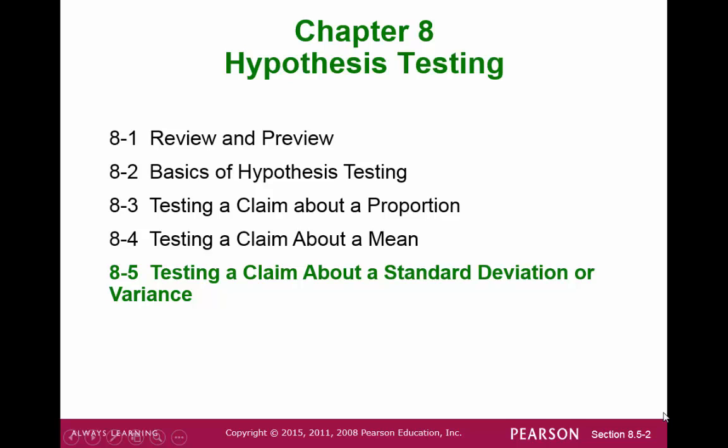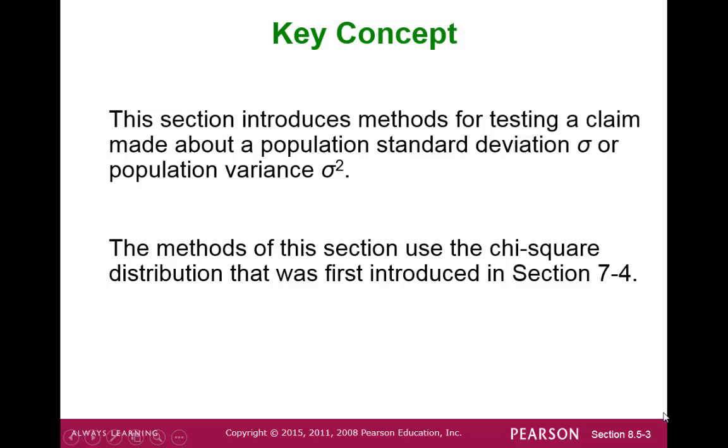Section 8-5, testing a claim about the standard deviation or variance. The basic idea here is to test a claim about a population standard deviation or variance. In this case, we will use a chi-square distribution.